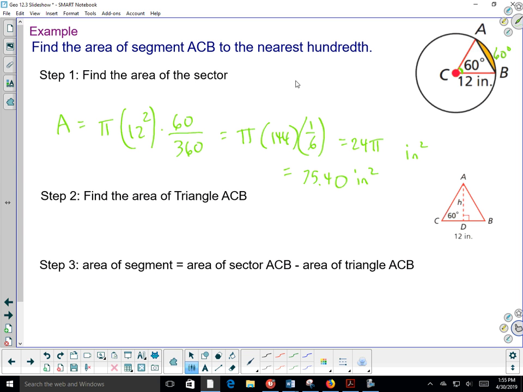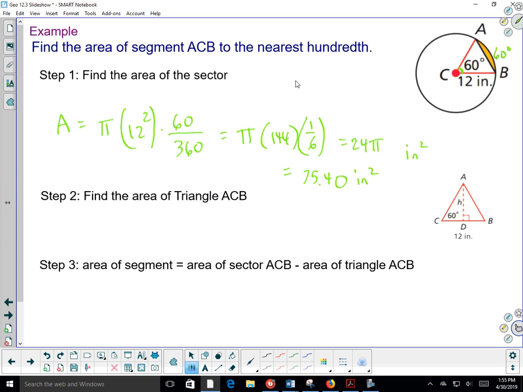All right, what about step 2? We're trying to find the area of triangle ACB. We're trying to find the area of that triangle. What do you notice about this triangle? It's equal, right? Both legs are going to be 12 inches. What do you know about this triangle? Nathan? Equal. Will it be equiangular? Will it be equilateral?